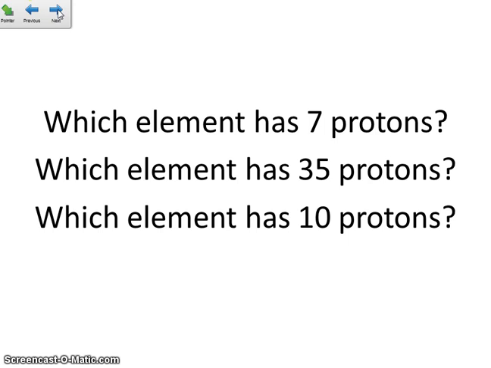Really quickly now, try again to figure out which element has 7 protons, 35 protons, and 10 protons. Pause the video, give it a shot on your own, and then check your answers.